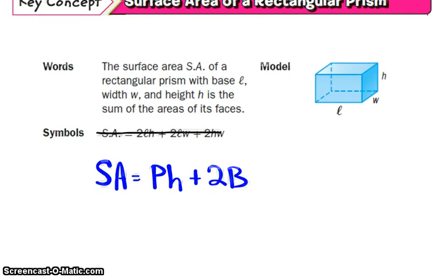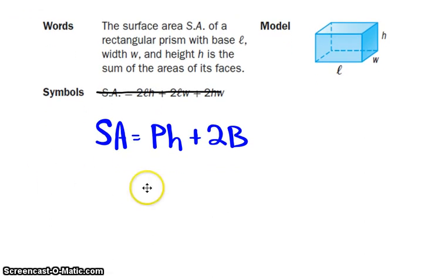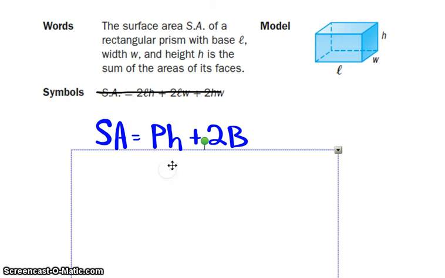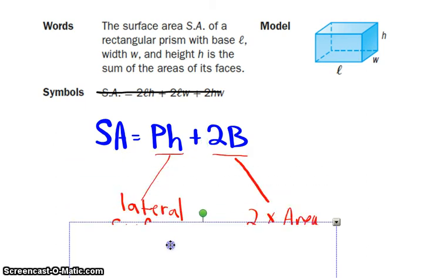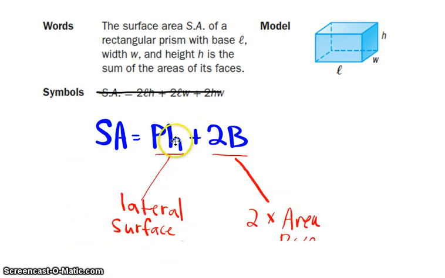and we'll break this down for you. Okay, P stands for perimeter. Okay, and H stands for the height of the figure, just like it normally would. So it's P, perimeter, times the height, plus 2 times B. Now capital B still stands for what it did with volume. It's the area of the base. So let's take a look at what this is.